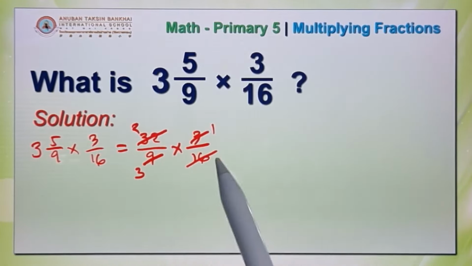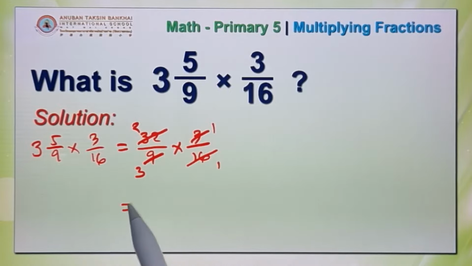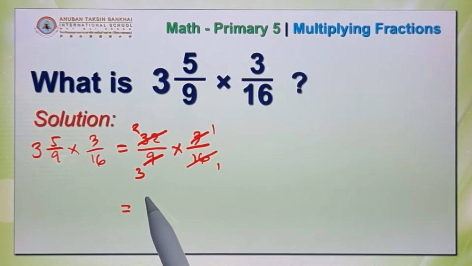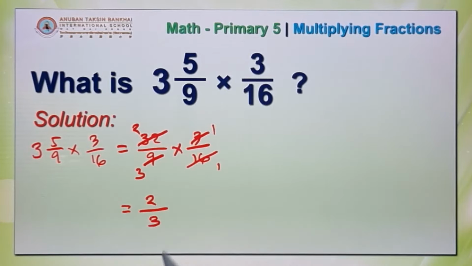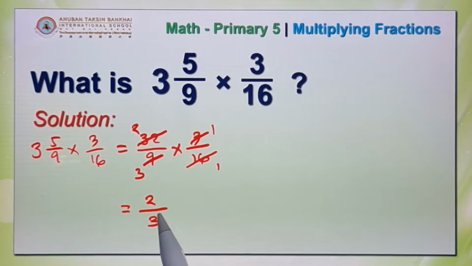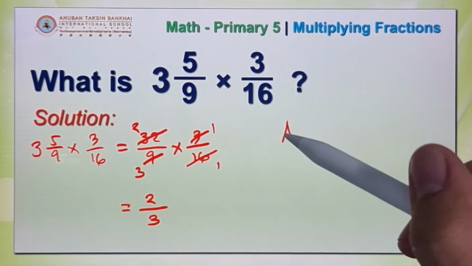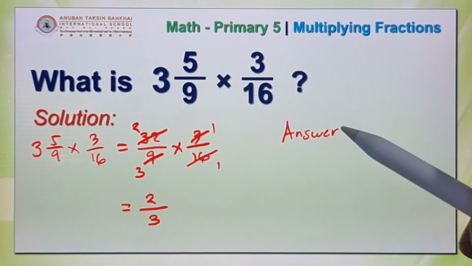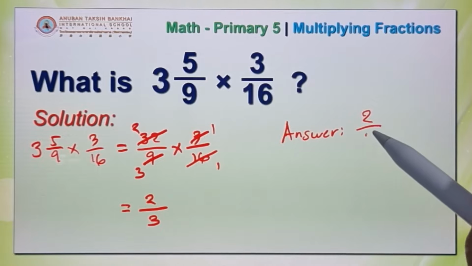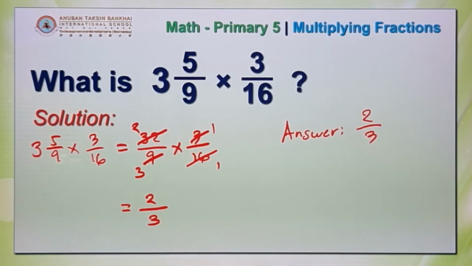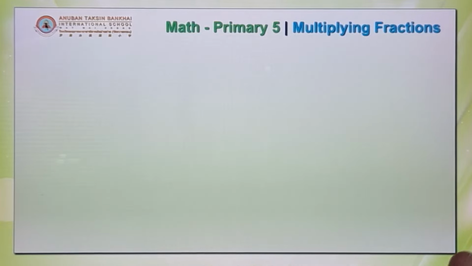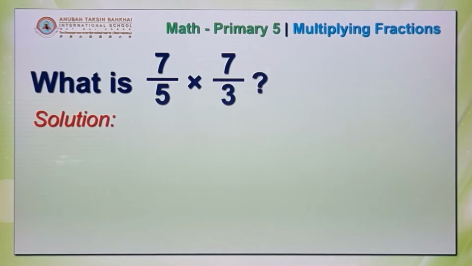If we are going to rewrite our number sentence, we have 2 times 1, that is just 2, and 3 times 1, that is 3. Can we simplify our answer? No, we cannot simplify anymore. So our final answer is 2 over 3. That is very, very easy. Next, let's have this one.